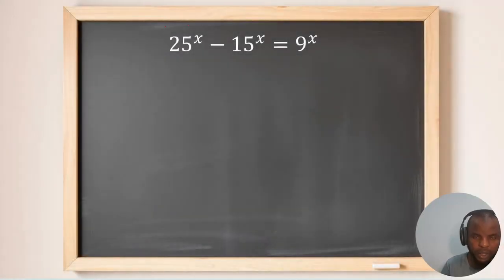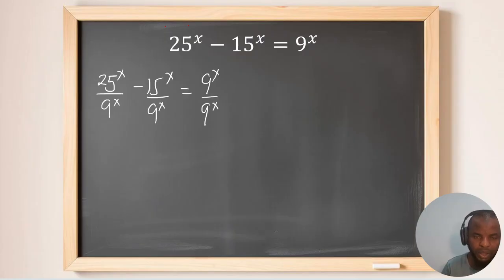I'll be solving for x. Now, to solve for x in this problem given to us here, the first thing we have to do is to divide through by 9 to the power of x. So here I'm going to have 25 to the power of x divided by 9 to the power of x minus 15 to the power of x divided by 9 to the power of x equals 9 to the power of x divided by 9 to the power of x. So this is the first step we have to do.